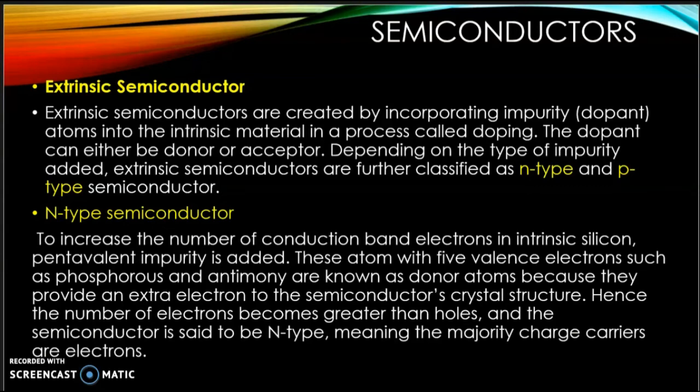So we term these pentavalent impurities or elements as donors because they provide an extra electron to the semiconductor's crystalline structure. So now, because we have an extra electron in the N-type semiconductors, we say the number of electrons is more than the number of holes. So we term it under basic electronics as the electrons are majority carriers. So in other words, the holes are minority carriers.